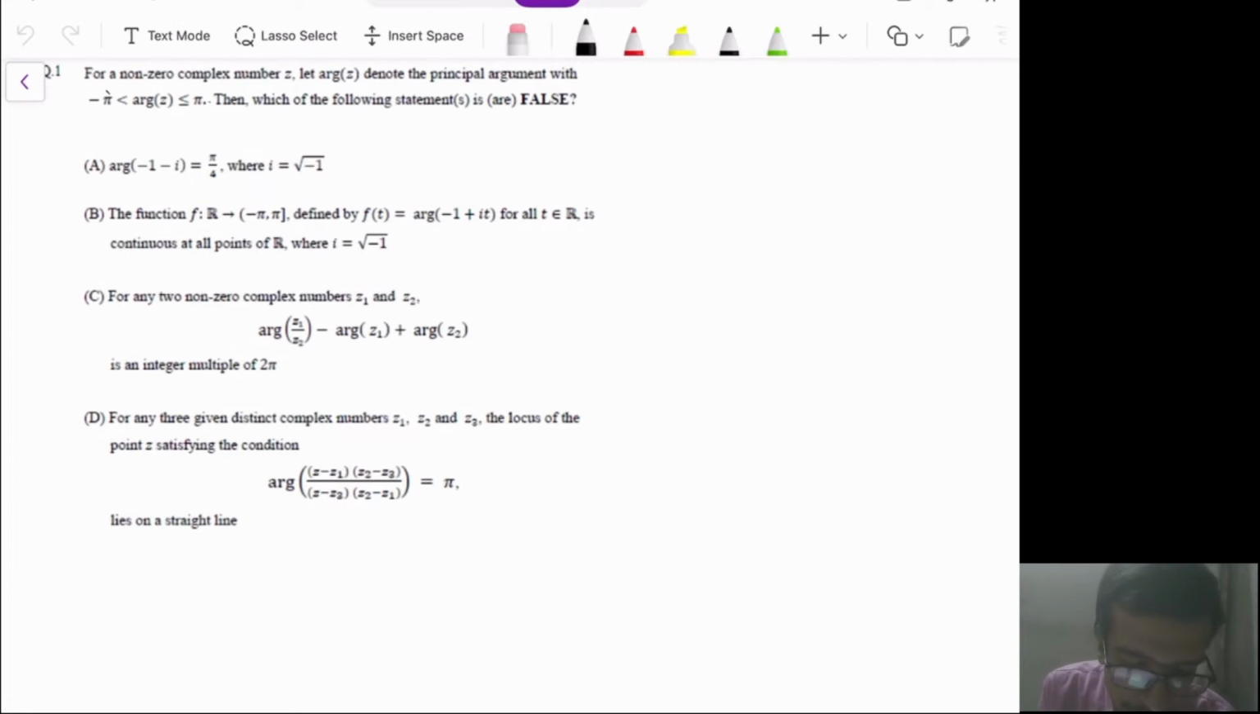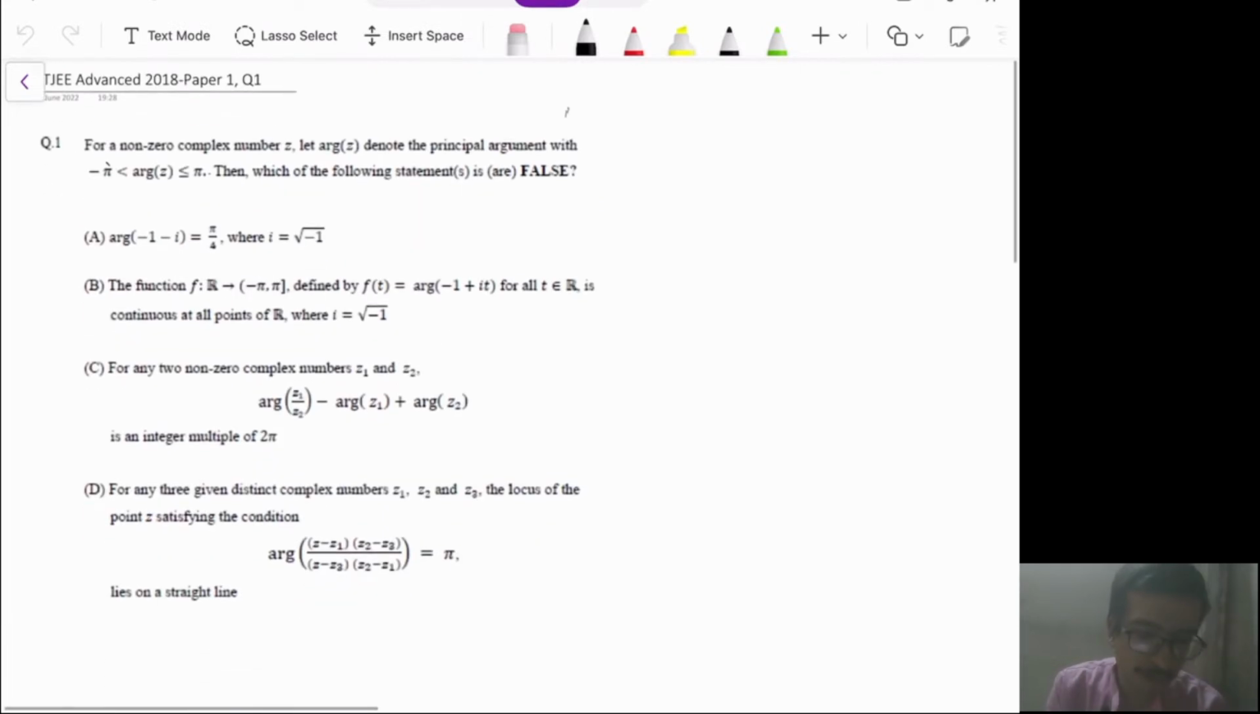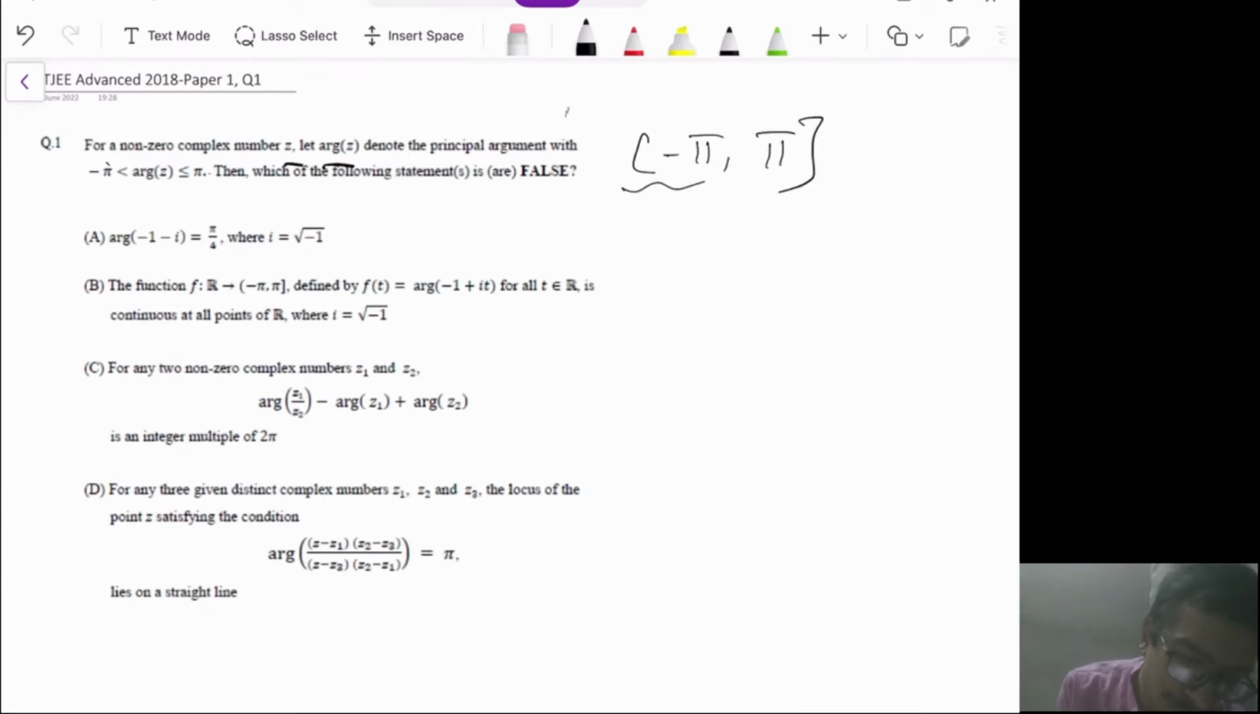So now let's look at another problem. This is now from JEE Advanced 2018, from paper 1. So here, as before, z is going to be a complex number, then arg z is denoting the principal value, and principal value lies in the interval minus pi to pi, open at minus pi, closed at pi. Then which of the following are false? So note that we have to select the false statements, not the true ones.